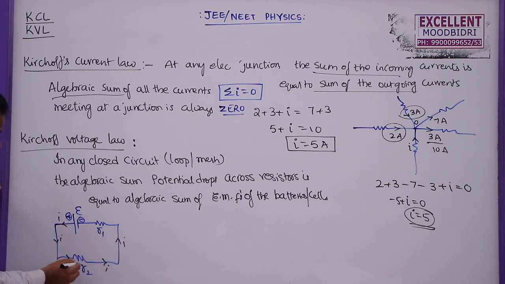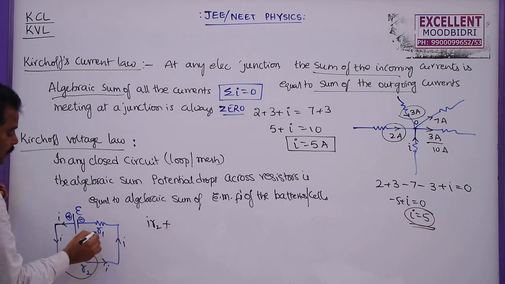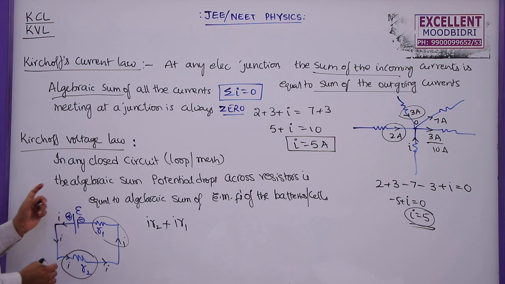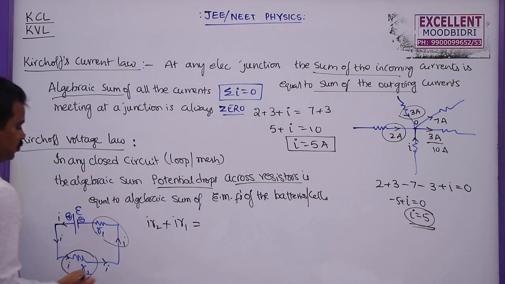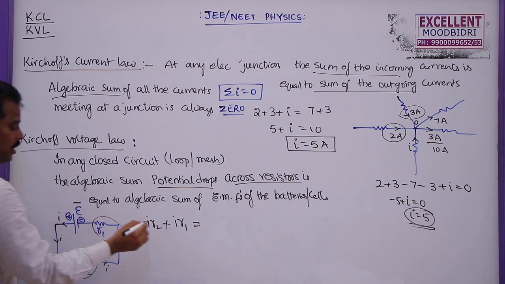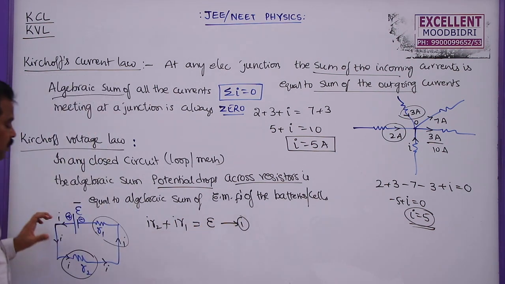Now we can write the voltage drop across this one is the product of current and resistance. So I into R2 plus this is I into R1. These are the potential drops across the resistors. This is equal to the algebraic sum of the EMFs. So here we have only one battery, which is equal to E. This is a simple circuit and we can apply Kirchhoff voltage law like this.